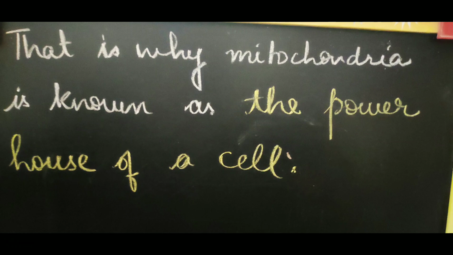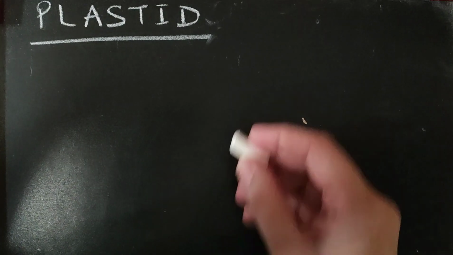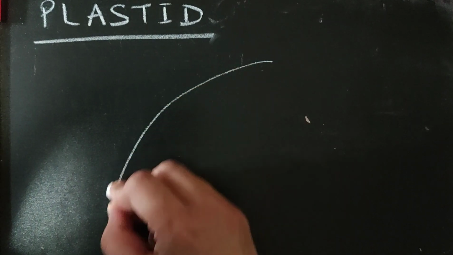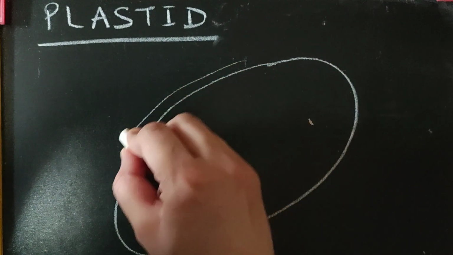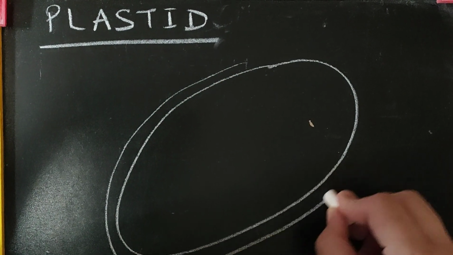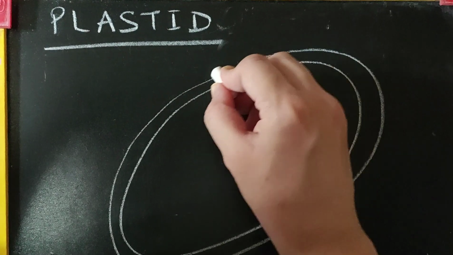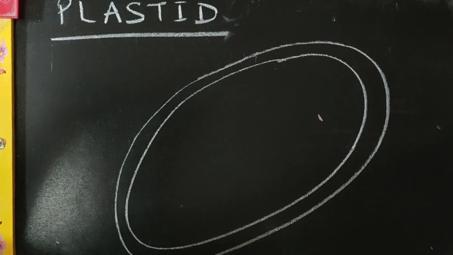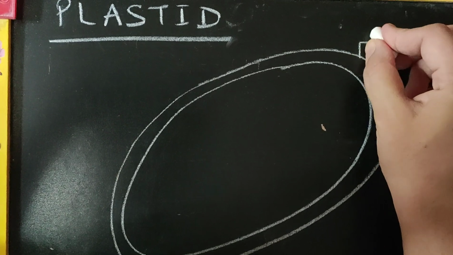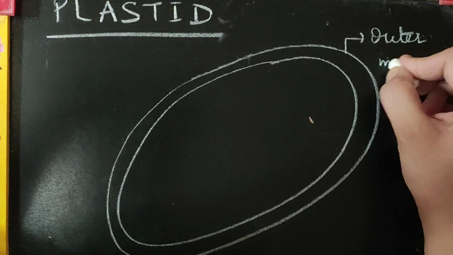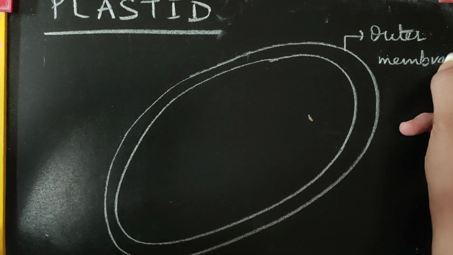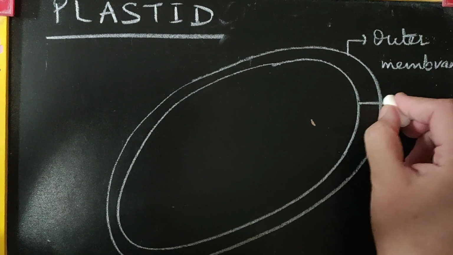The next cell organelle that we are going to discuss is the plastid. First, let us try to understand the structure. Plastids also are double membraned. So that means they have an outer membrane surrounding the inner membrane. So this is the outer membrane which is surrounding this inner membrane.